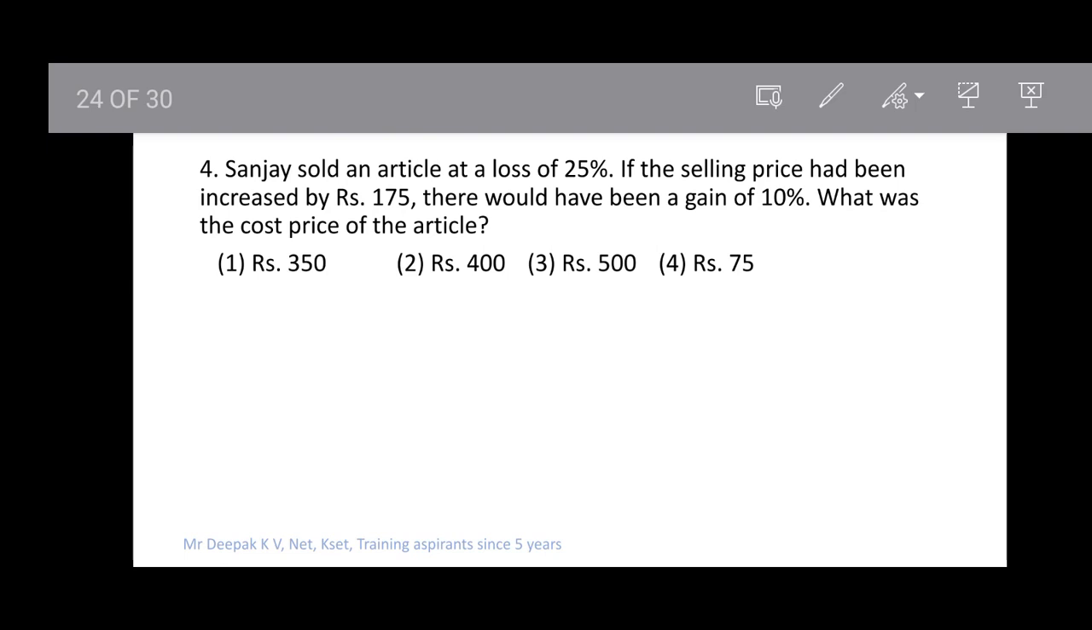Sanjay sold an article at a loss of 25%. If the selling price had been increased by rupees 175, there would have been a gain of 10%. What is the cost price of the article? So this question looks difficult, but it is very simple. So he would have gained the 10% and the loss of 25%. So that means 35% is nothing but 175.